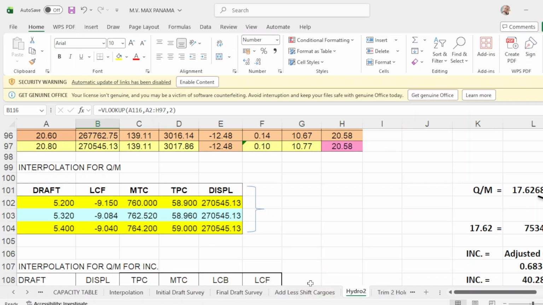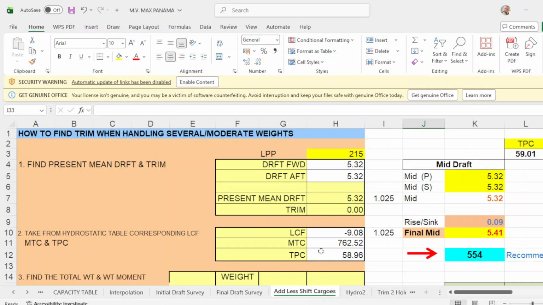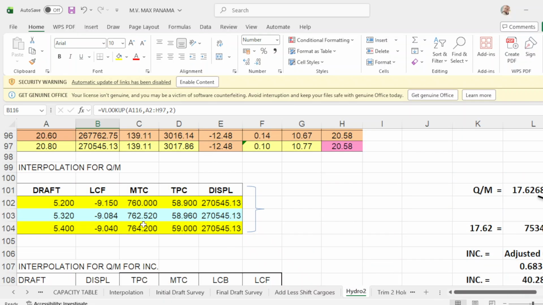Your LCF is negative 9.08. I'm sorry. LCF is 9.08. MTC is 96252. Here MTC is 76252. TPC is 5896.